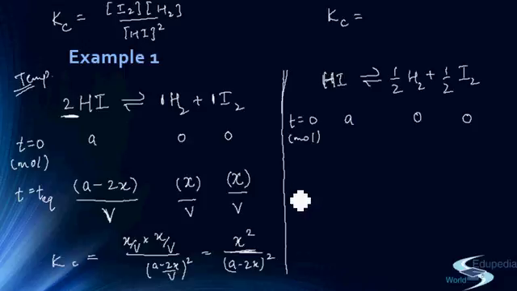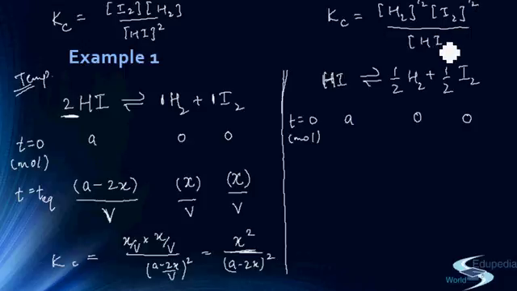So how do I do it now? This time the expression of Kc becomes concentration of H2 raised to half, concentration of I2 raised to half, divided by concentration of HI. So you see the equilibrium expression has obviously changed. And how do I write these concentrations? Simply moles divided by volume. So how do I calculate the moles at equilibrium?